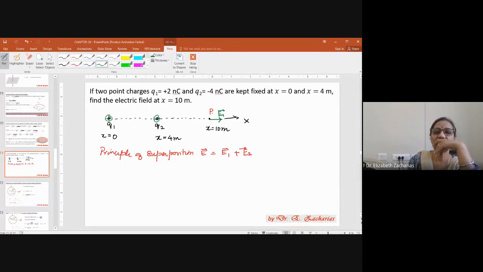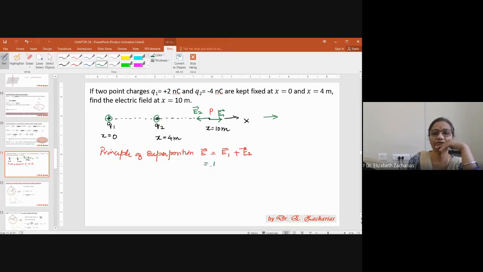Because of the positive charge, radially out. What about the negative charge? Radially inward. So this is my E2. Now let me take this direction as positive and the opposite as negative. So what do I write here?